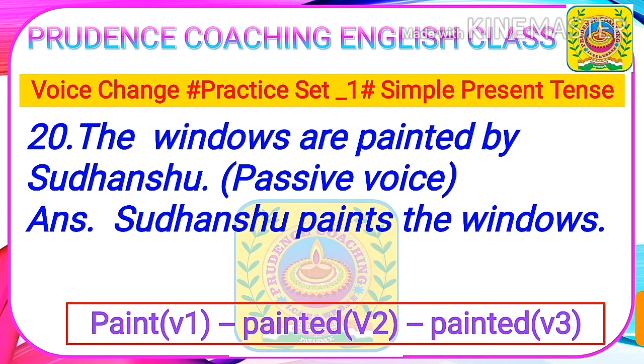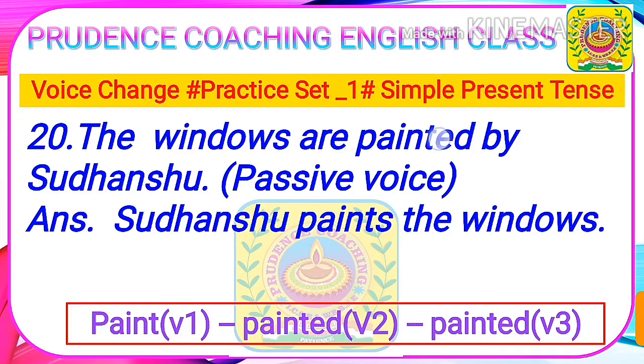Now we need to check the verb or the tense of the verb. Here the verb is "are painted". Here "are" means the verb is in simple present tense. We know the simple present form of painted will be paint, and as the subject is singular, we need to use "paints", P-A-I-N-T, and add an S after it. So our final statement will be: Sudhanshu paints the windows.